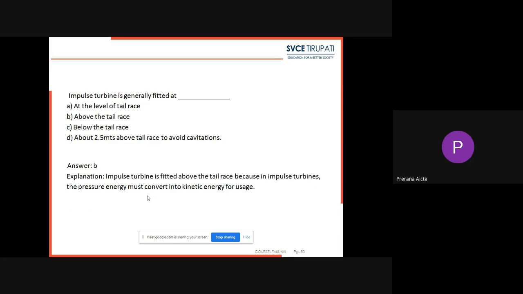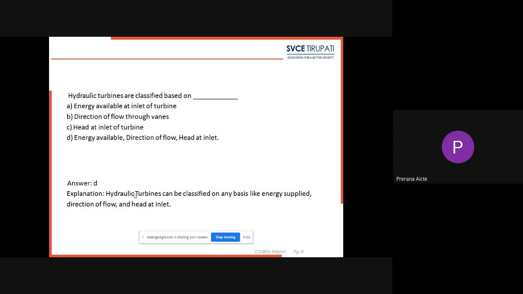Next question. The impulse turbine is generally fitted above the tail race. The impulse turbine is fitted above the tail race because in impulse turbines, the pressure energy must be converted into kinetic energy for usage. Next question.